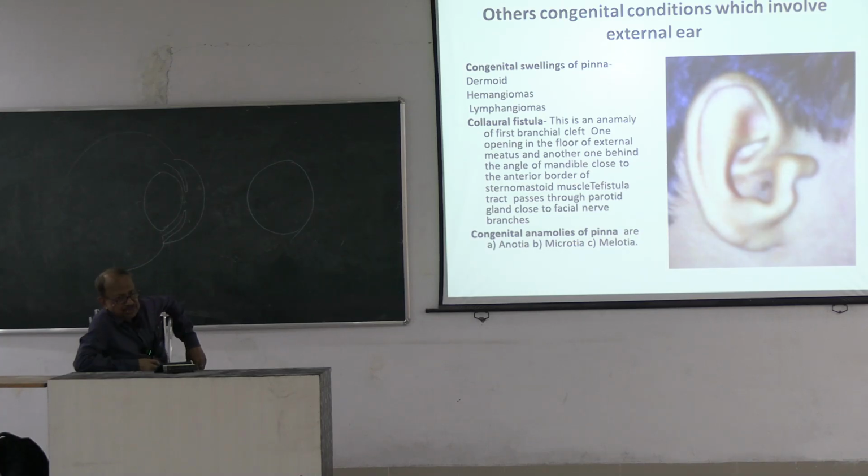Another is the hemangioma, lymphangioma. These are the tumors of the pinna. Tumor of blood vessels is called hemangioma, and of the lymphatic system is called lymphangioma. Coloboma fistula. This is another kind of congenital fistula. It is the first branchial cleft remnant, one opening at the floor of the external canal. It is very difficult. Sometimes it is missed by the clinician for proper diagnosis. Its peculiarity is it passes through the facial nerve branches, through the parotid region.